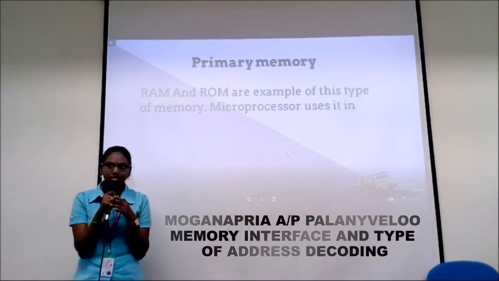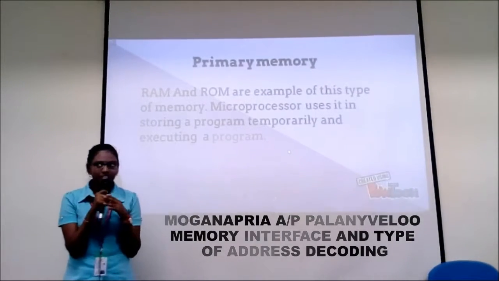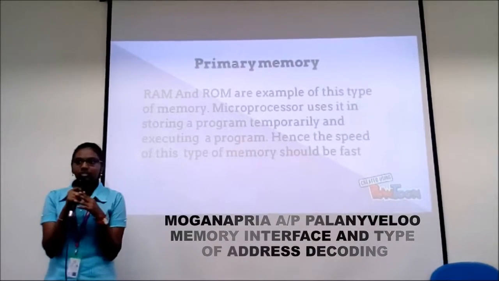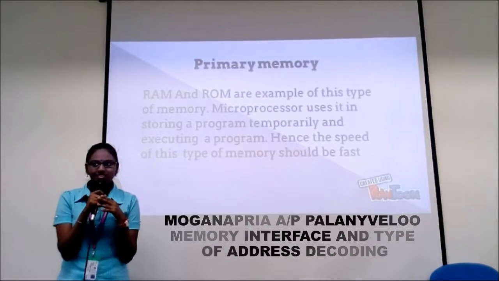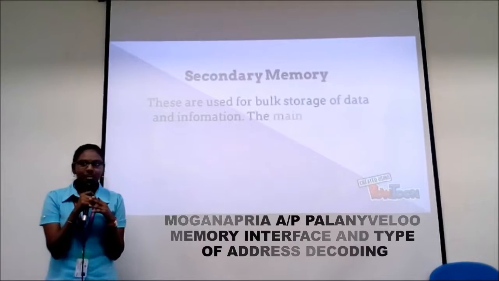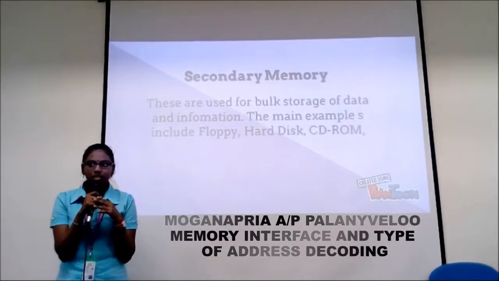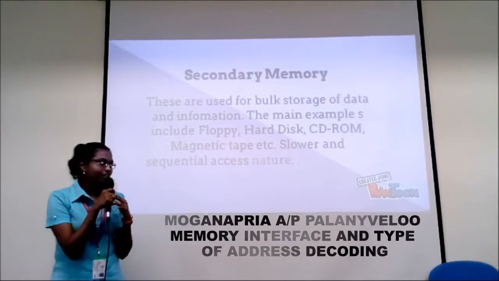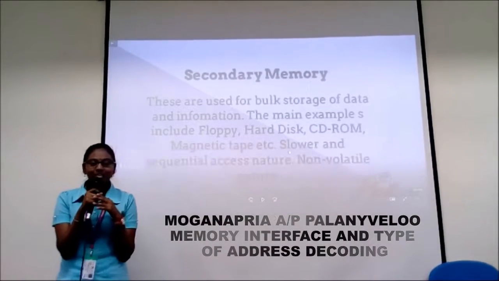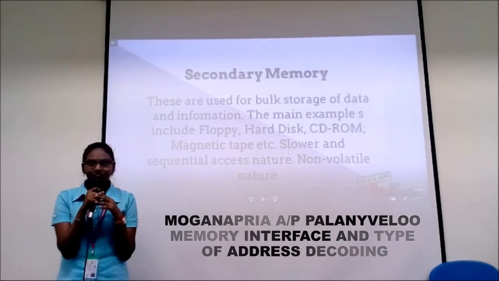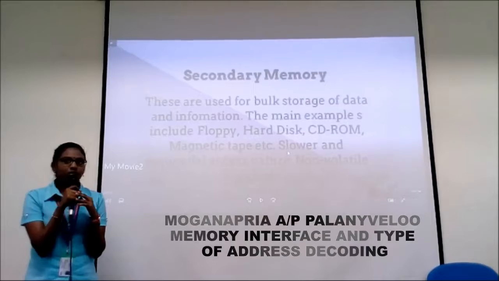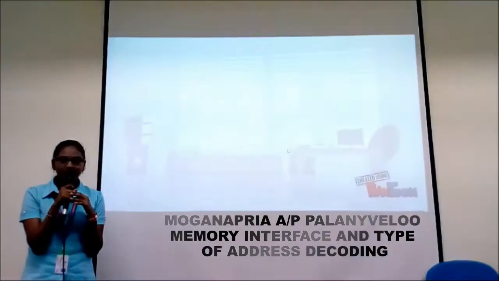The microprocessor stores a program temporarily, which is commonly called loading, and executes the program. Hence, the speed of this type of memory should be fast. The secondary memory is used for bulk storage of data and information. The main examples include floppy, hard disk, CD-ROM, magnetic tape, etc. It is also slower, of sequential access nature, and non-volatile.